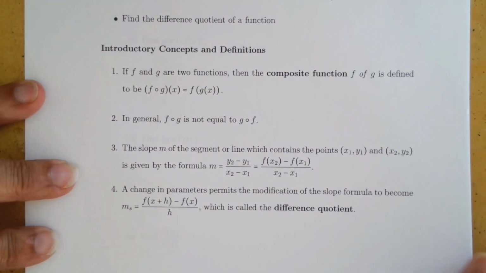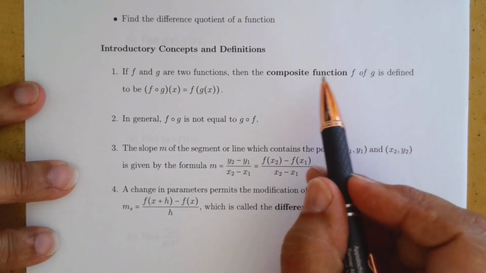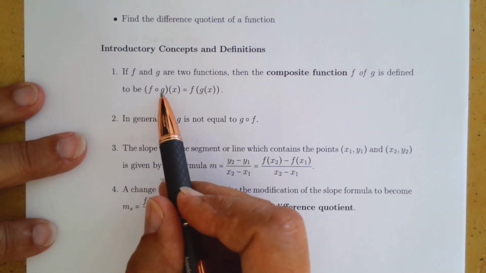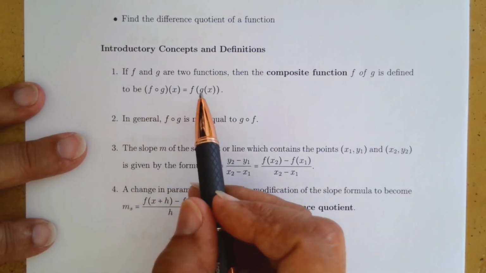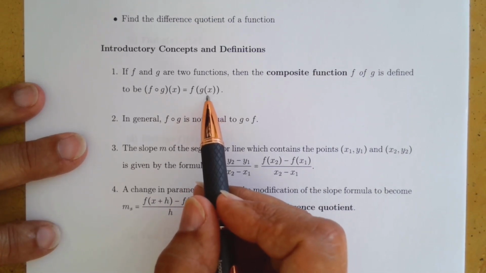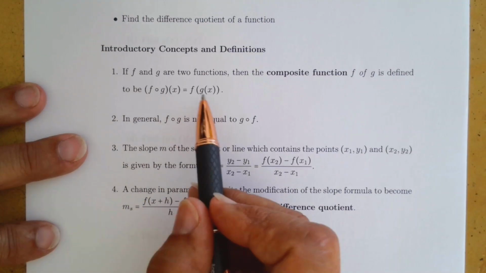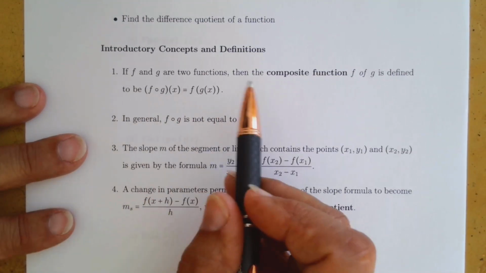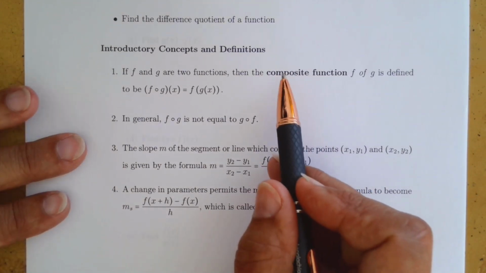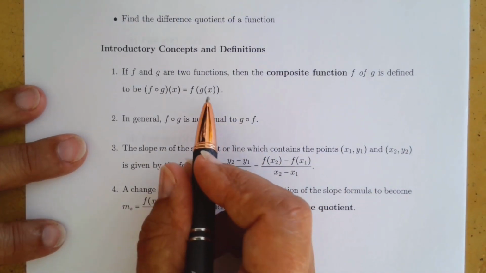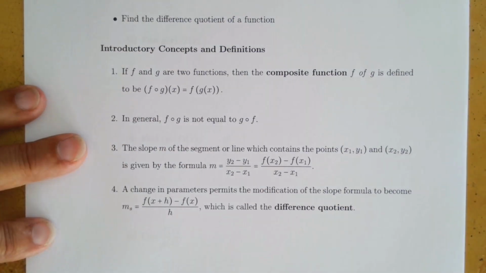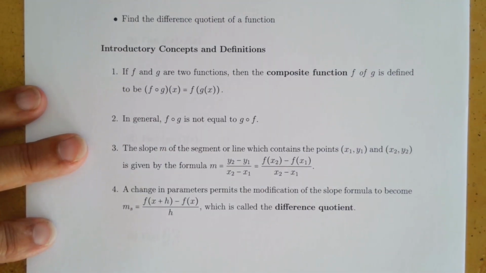It says if f and g are two functions, then the composite function f of g is defined to be either f of g of x, or you can write it this way, f of g of x. When you see either one of these notations, it means you are composing two functions together. And when we say compose in math, we're talking about actually taking one function and putting it inside of another function in place of the variable x.